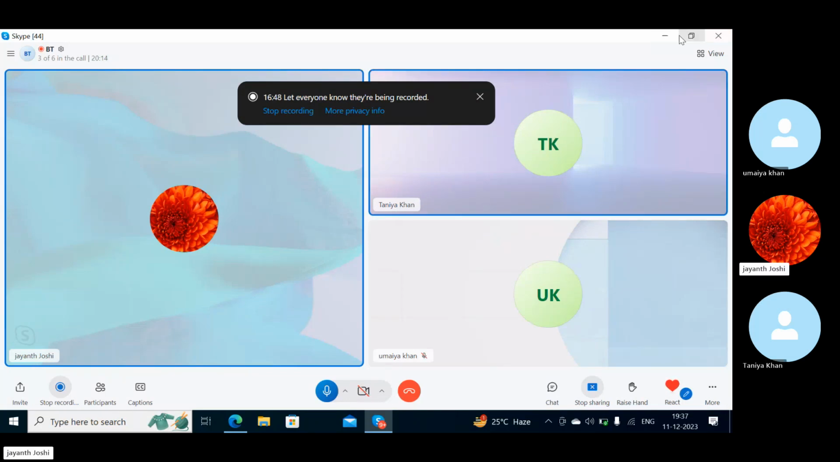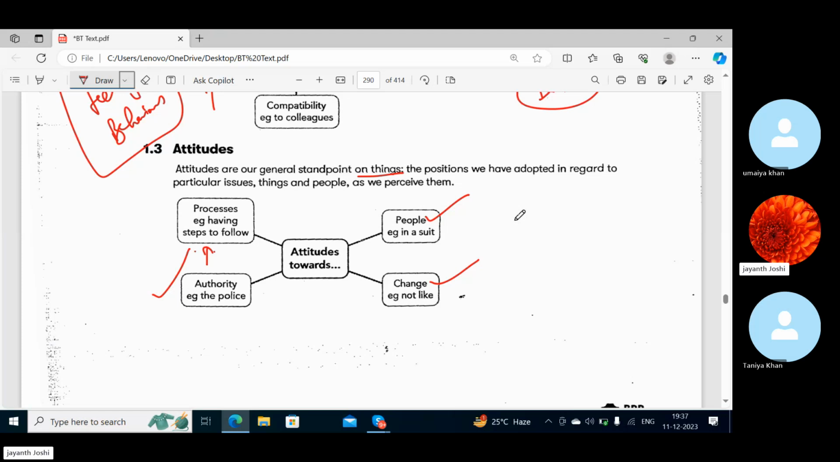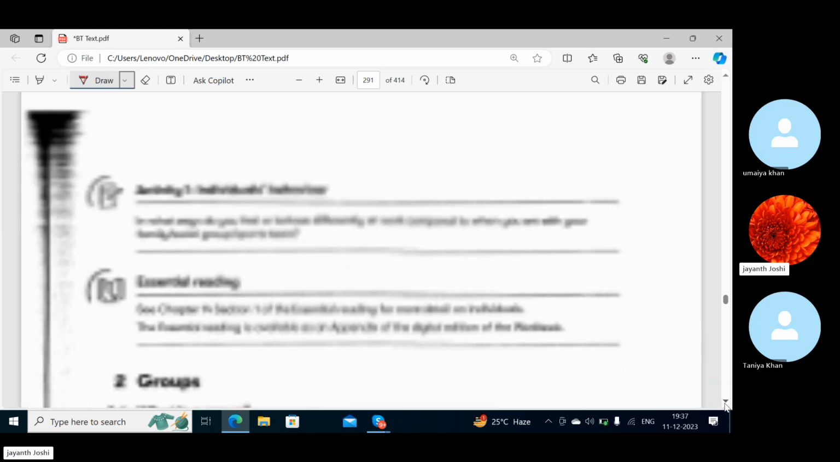What kind of personality they have depends on that. It depends on how they behave with people, whether they have a cordial approach towards people or are unfriendly, whether they are supportive or not. The attitude can be judged by that.